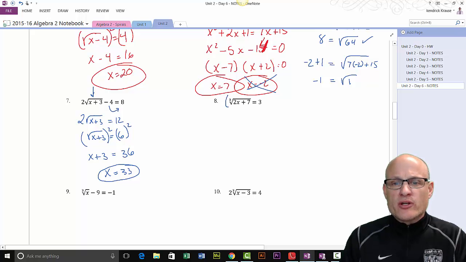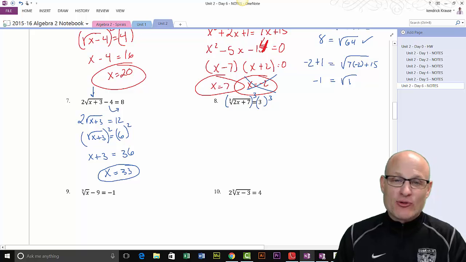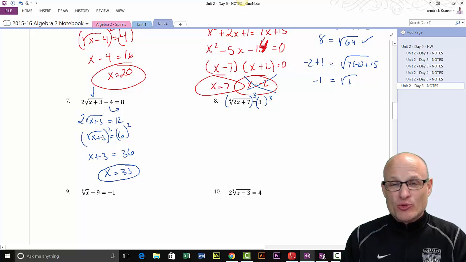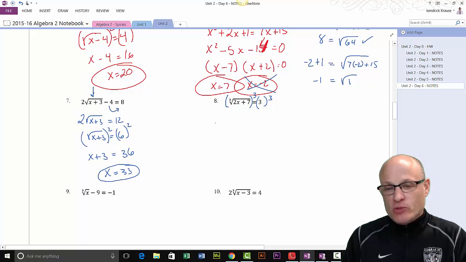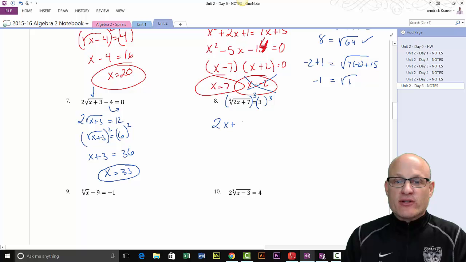This one we have a cube root. In order to get rid of a cube root, you have to cube both sides. Remember, the opposite operation, the inverse operation of cube root is to cube it. So we're going to cube it. So when I cube and a cube root, they just undo each other or cancel each other. So we get 7x plus 7 is equal to 27.